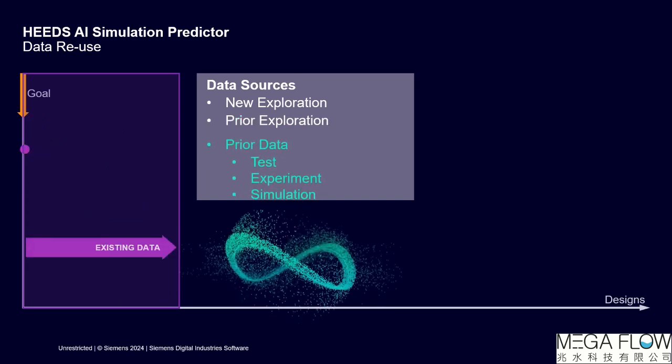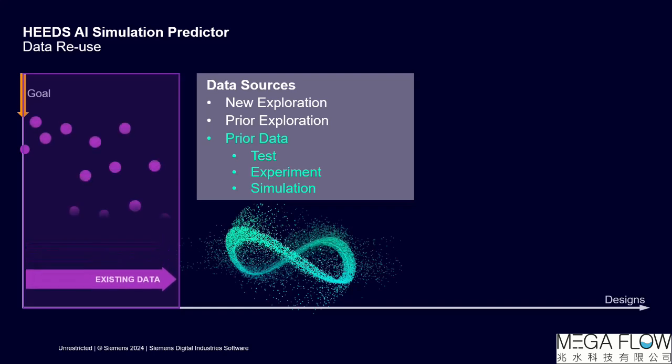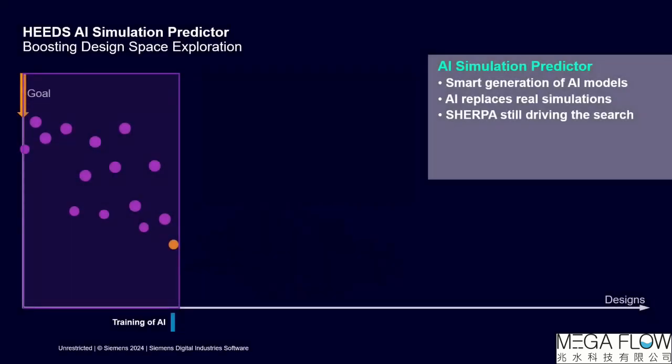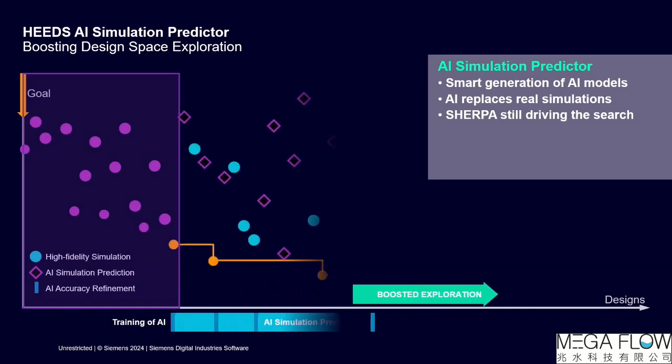To extend from this theme, in reality, the data can come from anywhere, be it test data, experimental data, simulation data. HEEDS AI Simulation Predictor allows us an opportunity to better leverage data as a means for reuse. Once available, regardless of source, Sherpa makes decisions with the AI overlay, guiding when to simulate versus use the AI predictions, as we saw in our prior examples.